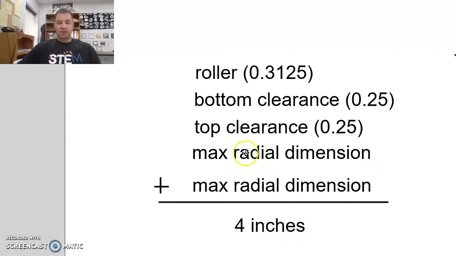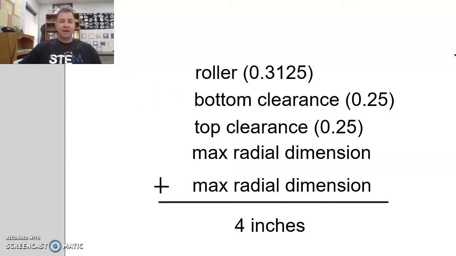Okay, so altogether, 2 of the max radial dimensions should be 3.1875 inches, and if I split that, it's about 1.593 inches. Okay, so a rough estimate of that would be about 1.5 inches is where you want to be for the maximum radial dimension. That's going to be real important as we go on to this next bit of information.